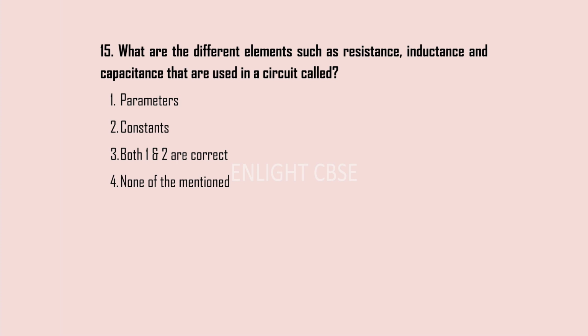Question 15. What are the different elements such as resistance, inductance, and capacitance that are used in a circuit called? 1. Parameters. 2. Constants. 3. Both 1 and 2 are correct. 4. None of the mentioned. Answer 3. Both 1 and 2 are correct.